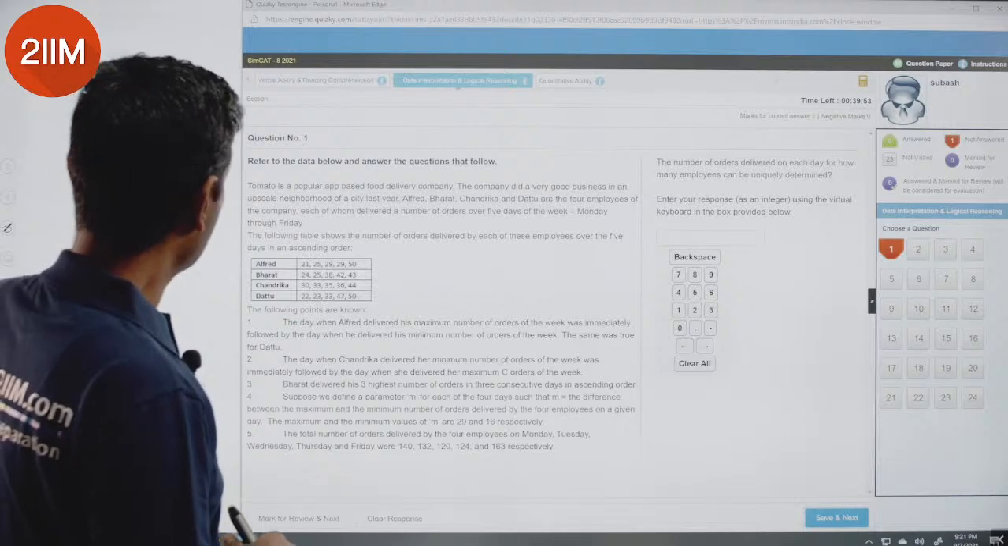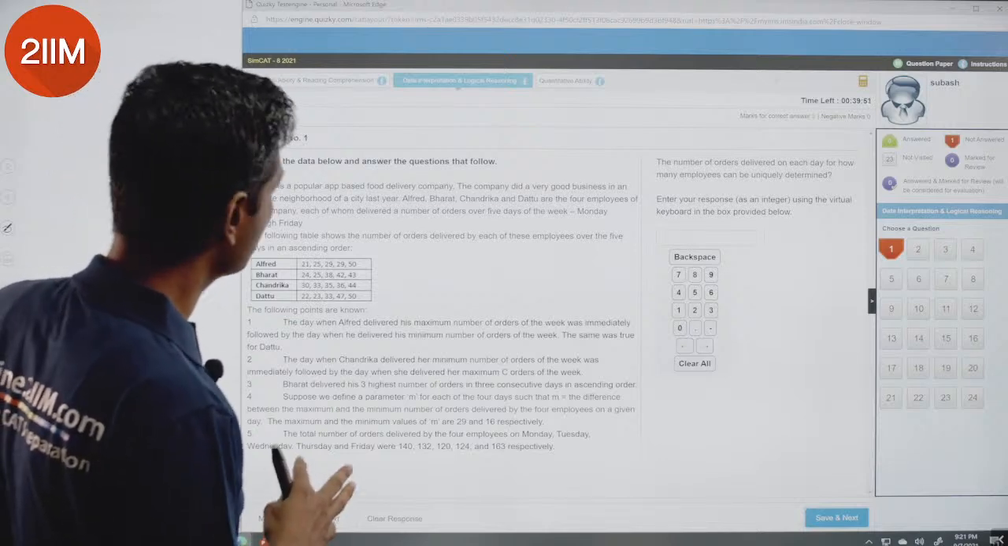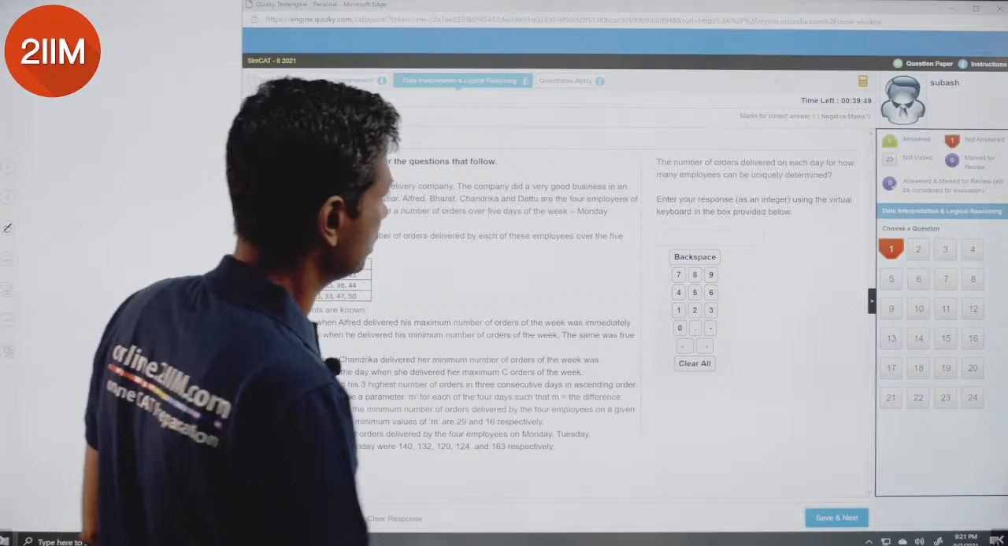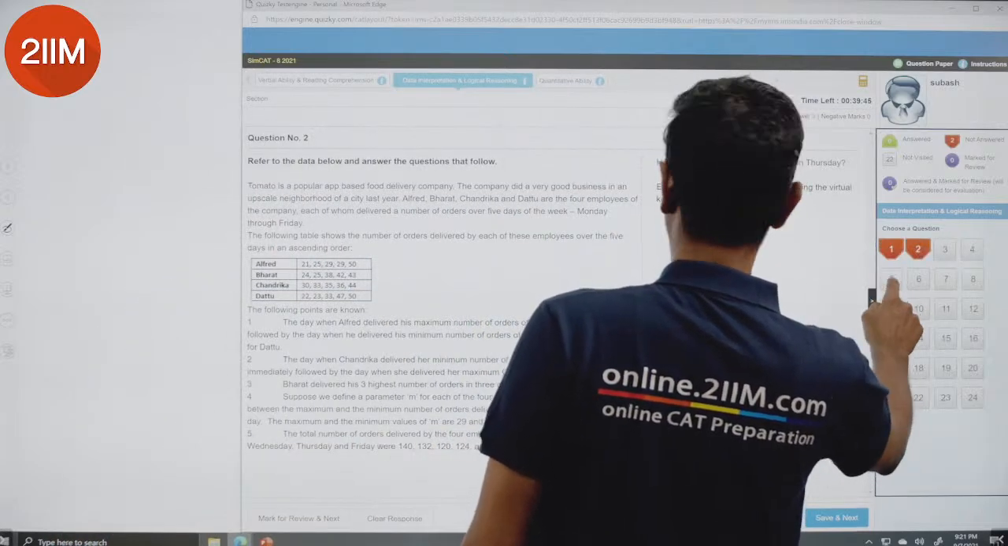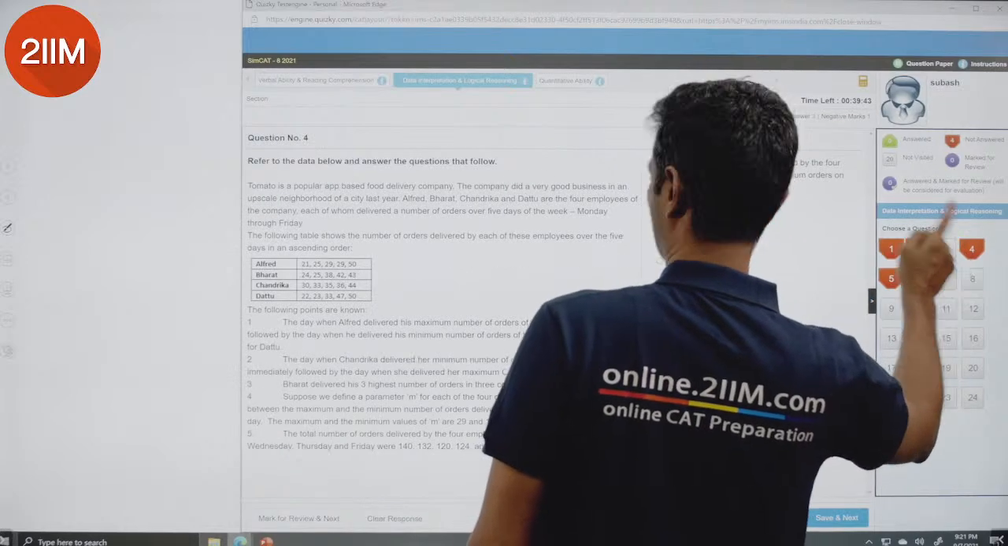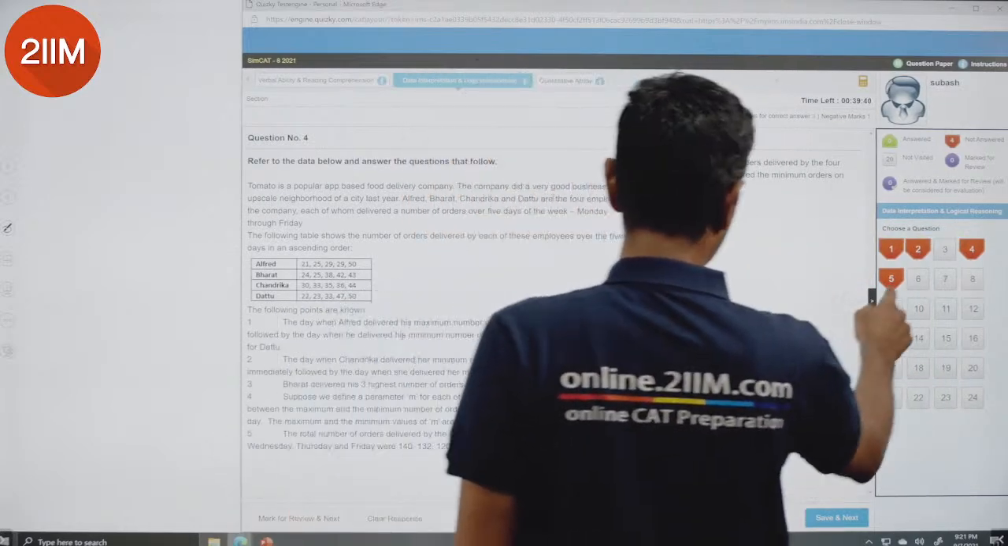Tomato is a popular app-based food delivery company. How many questions are there in Tomato? Let me just see this. This is Tomato, this is Tomato. This is not Tomato. Only 4 questions in Tomato. Okay.